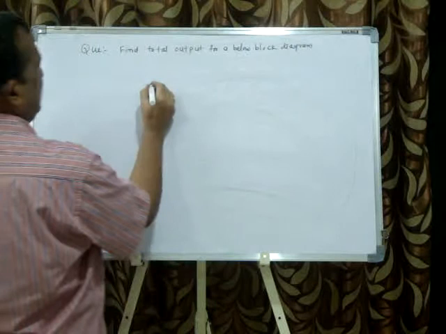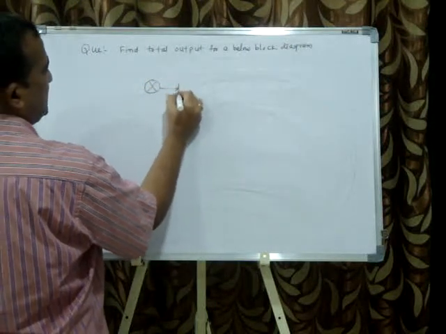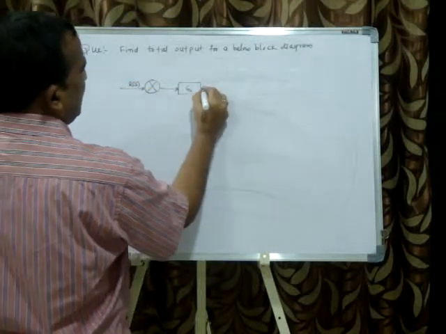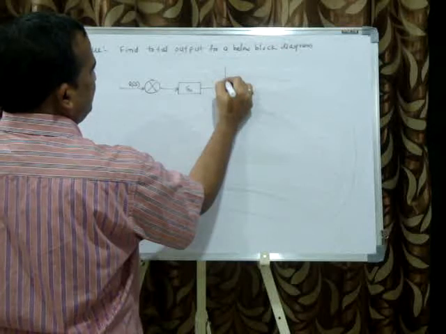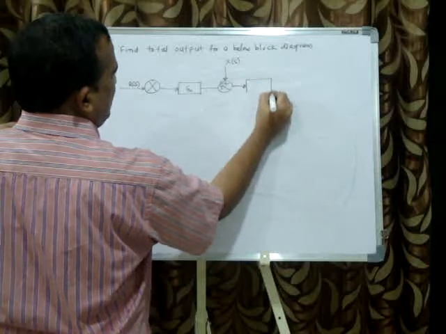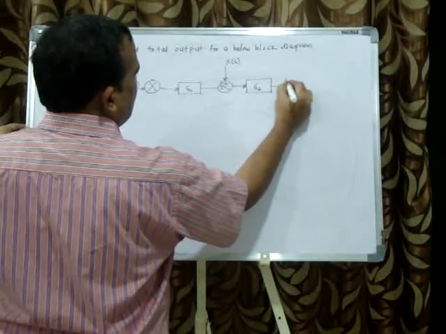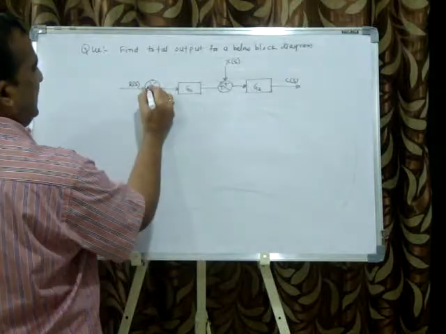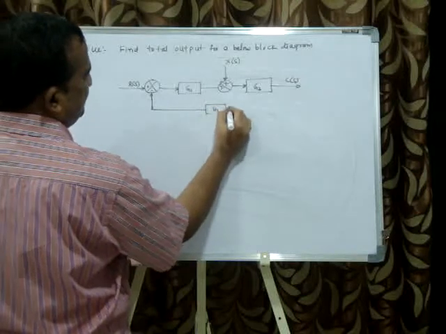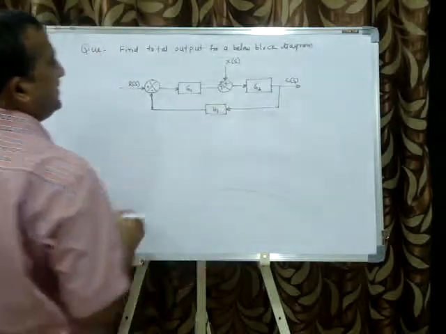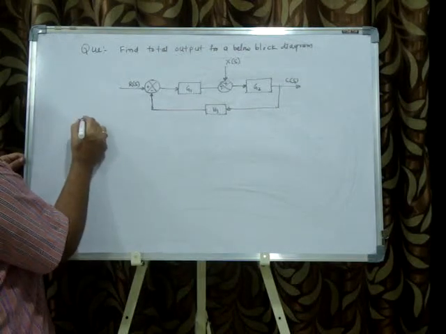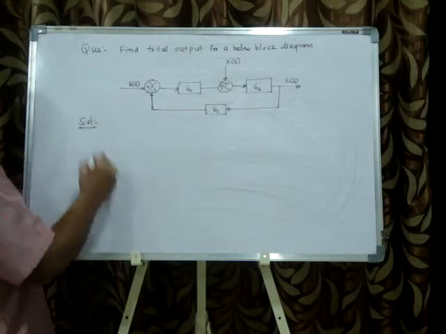So in this problem, he has given two inputs. Suppose this is a G1 and here R of S, and here one more input X of S. This is a plus, this is plus, this is G2 and this is C of S, and here plus, here minus H1. So in this case, what he has asked, total output.